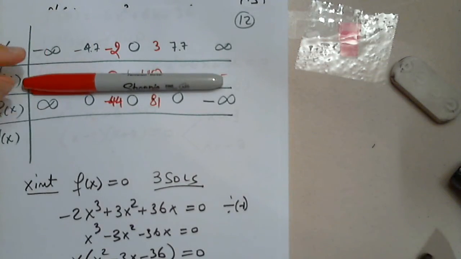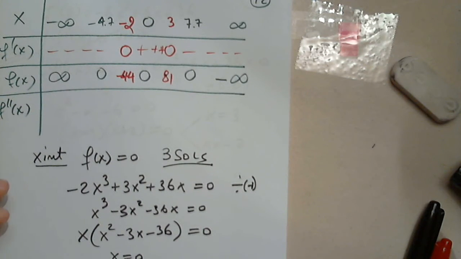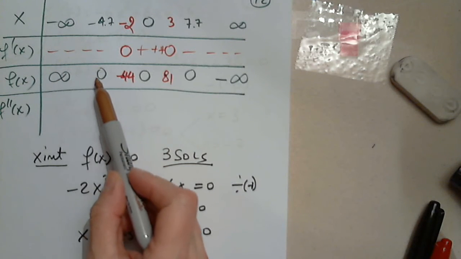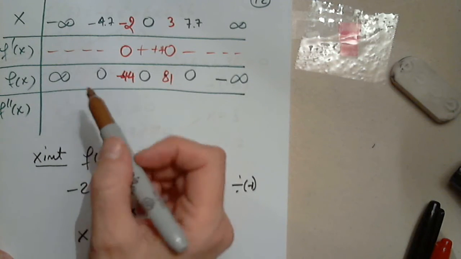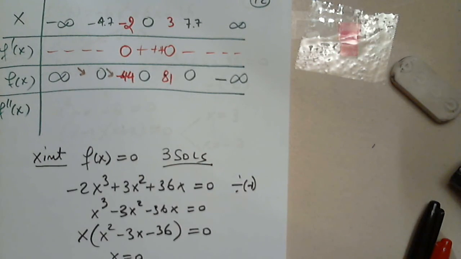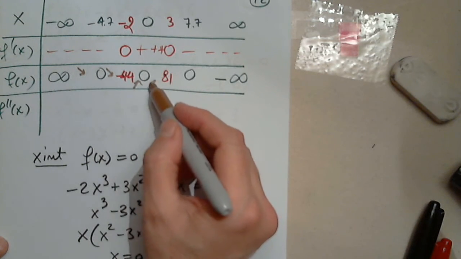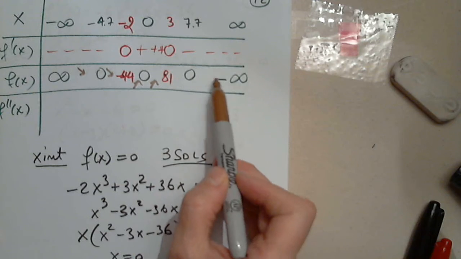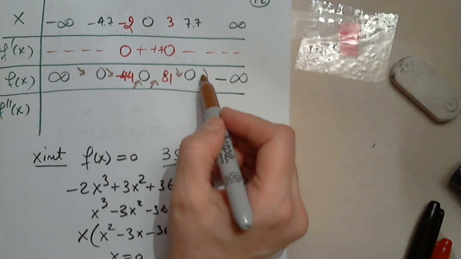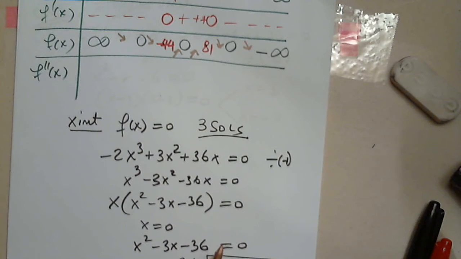So now I have to make sure that these two rows work well together. And now this is the moment of truth when I catch my mistakes. So let's take a look. From positive infinity to 0 and to negative 44, the function is decreasing, and that is exactly what I see there. From negative 44 to 0 to 81, yes, it's increasing, and that's exactly what the first derivative is telling me. From 81 to 0 to negative infinity, the function is decreasing, and that's exactly what the first derivative is telling us. So we are okay.